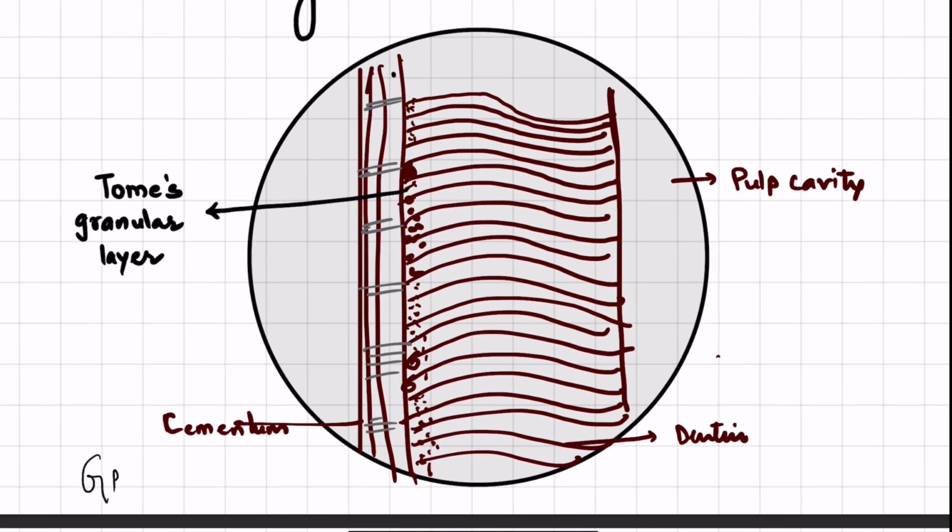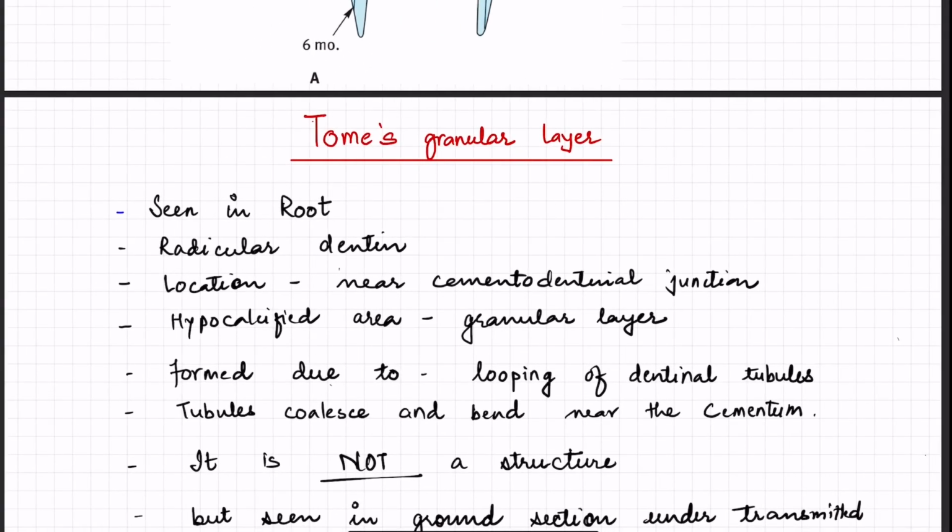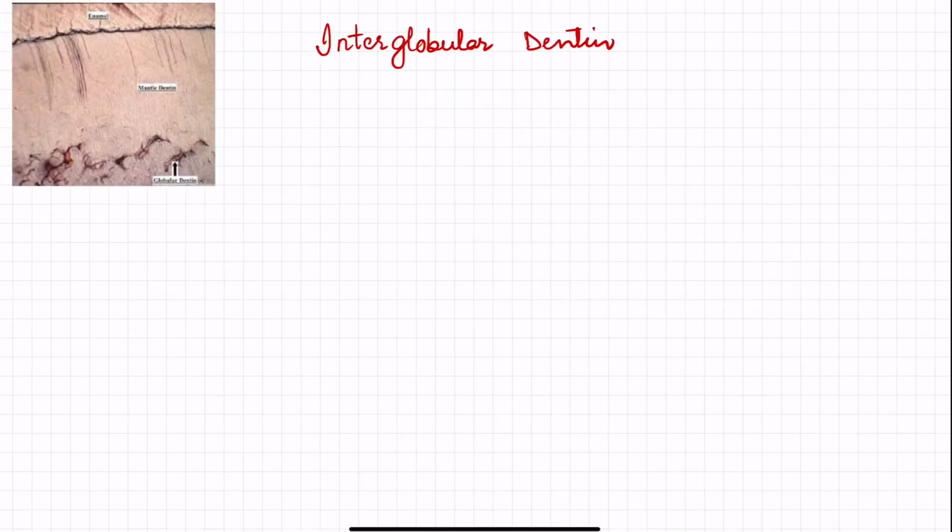Now this Tomes granular layer is not a structural feature, it is only seen in the ground section. This is an important topic as far as the exam point of view is concerned. It is asked in MCQ, in short notes, and as a long question under the hypocalcified areas of dentin. Then it is also a slide in practical.